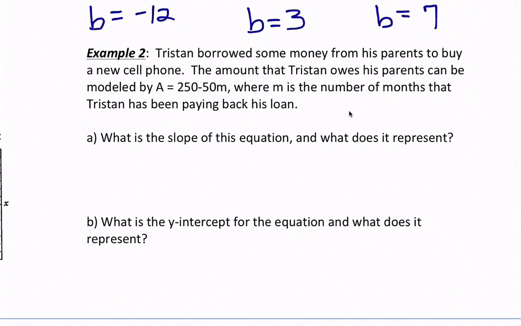Okay, so now we're going to do it from a word problem. It says Tristan borrowed some money from his parents to buy a new cell phone. The amount that Tristan owes his parents can be modeled by A equals 250 minus 50m, where m is the number of months that Tristan has been paying back his loan. It wants to know the slope.